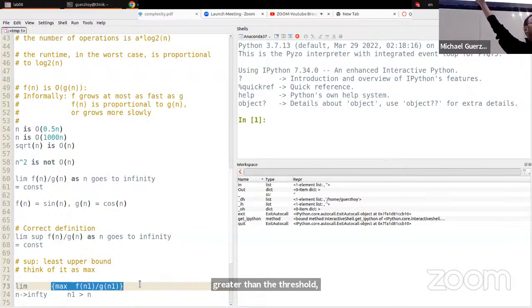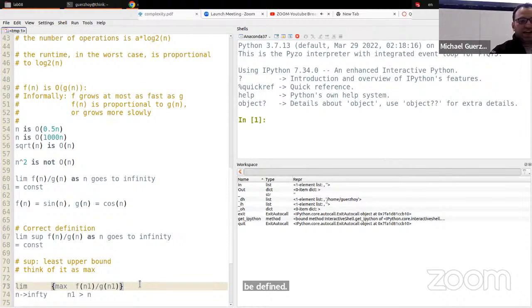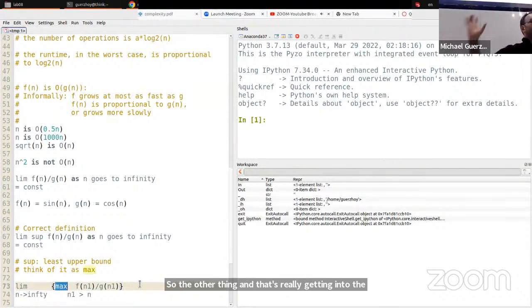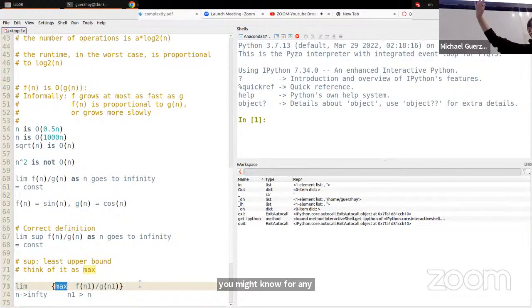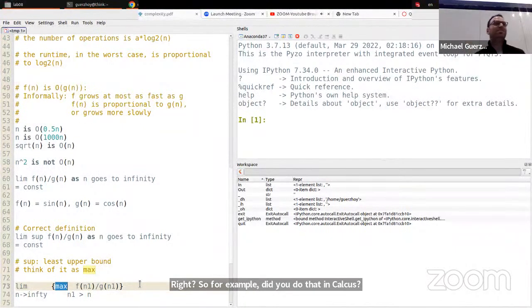to be defined. So the other thing, and that's really getting into the weeds, is it's not max, it's sup, which is least upper bound. The reason for that is, as you might know, for any bounded set of real numbers, there is always a least upper bound. There is not always a maximum. Right? So for example, did you do that in calculus yet? Yeah, okay. So see, it's actually useful.